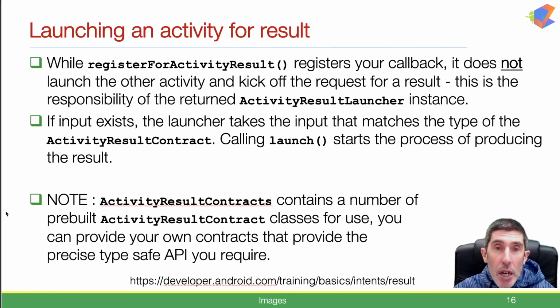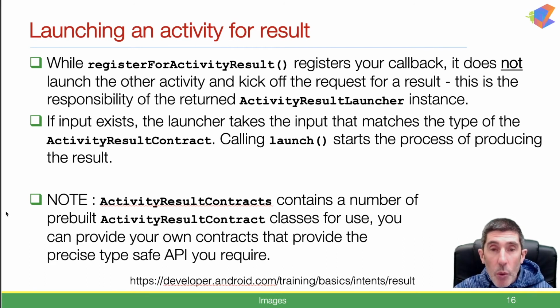So while the register for activity result registers your callback, it does not launch the other activity and kick off the request for a result. This is the responsibility of the returned activity result launcher instance. So this is something else that we need to do as developers to implement this whole process. If input exists, the launcher takes the input that matches the type of the activity result contract. Calling launch starts the process of producing the result.